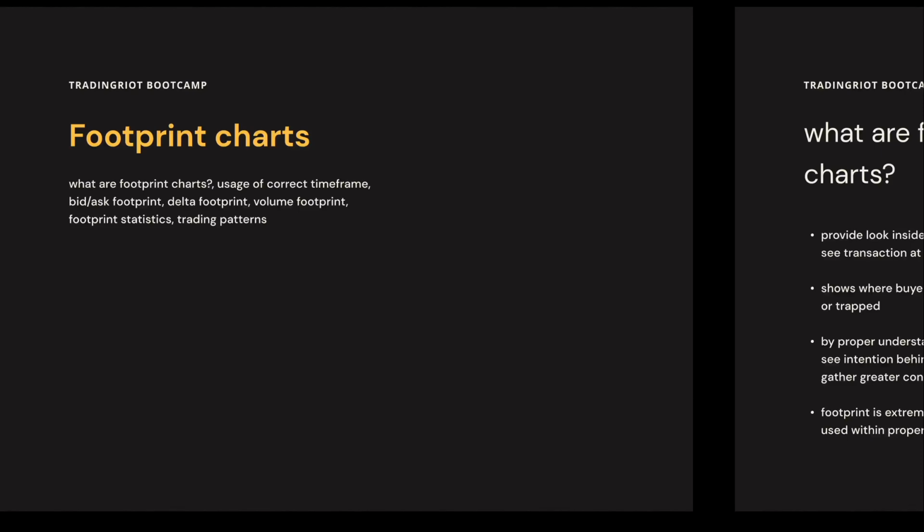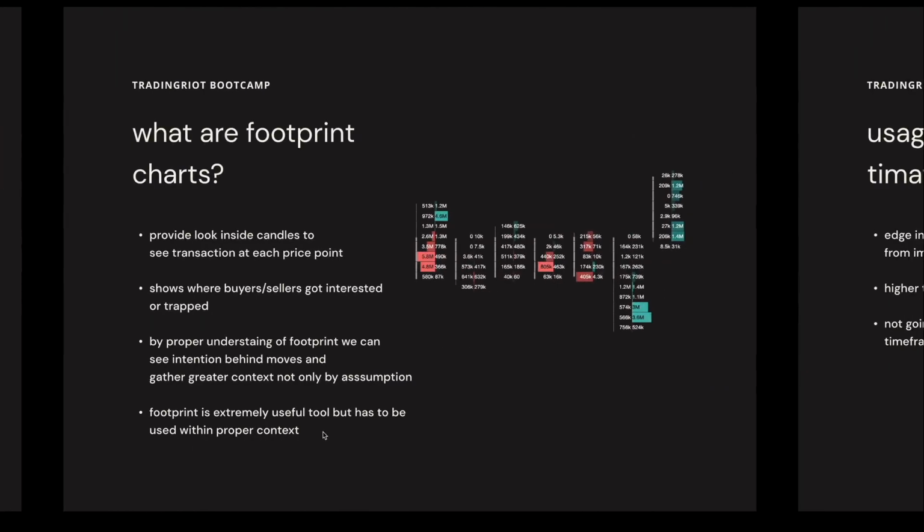Let's take a look at the footprint charts, which are probably the most popular tool when it comes to trading the order flow. So, what are the footprint charts? They provide a look inside the candles to see transactions at each price point. They show where buyers and sellers got interested, but also where they got trapped. By properly understanding footprint, we can see the intention behind moves and get a greater context, not only by assumption.